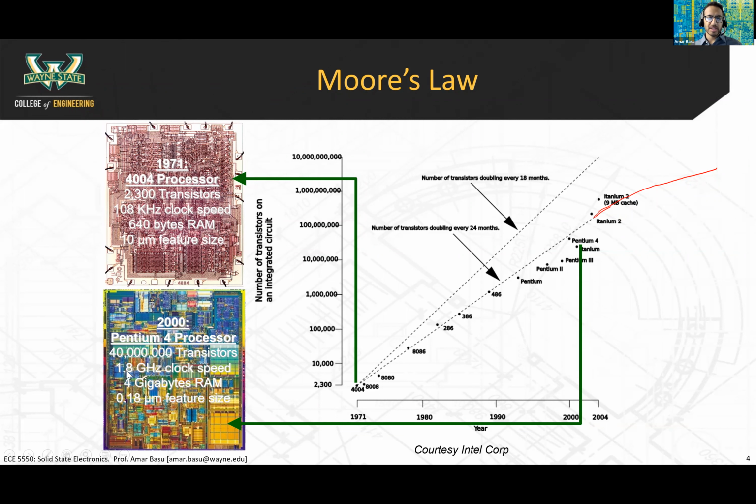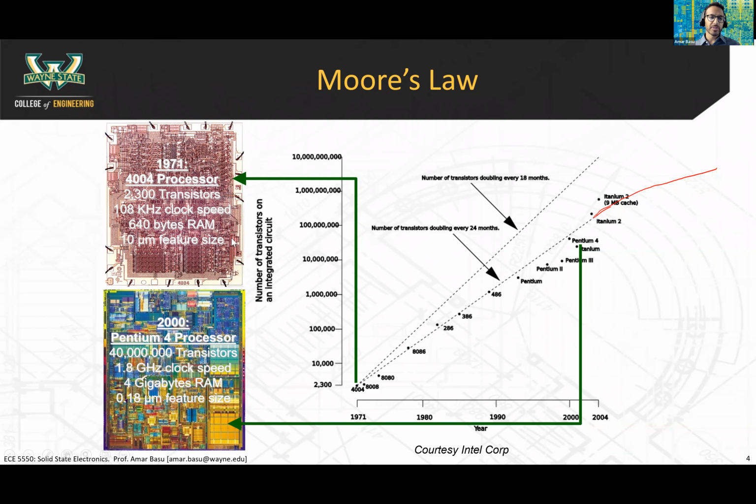increase in clock speed. And we went from 2,300 transistors per chip, so this is 2.3 times 10 to the third, to 40 million. That's 10 to the power of 7. And now we are close to 20 billion, which is 3 orders of magnitude beyond this. Again, a huge increase in the number of transistors on the chip.